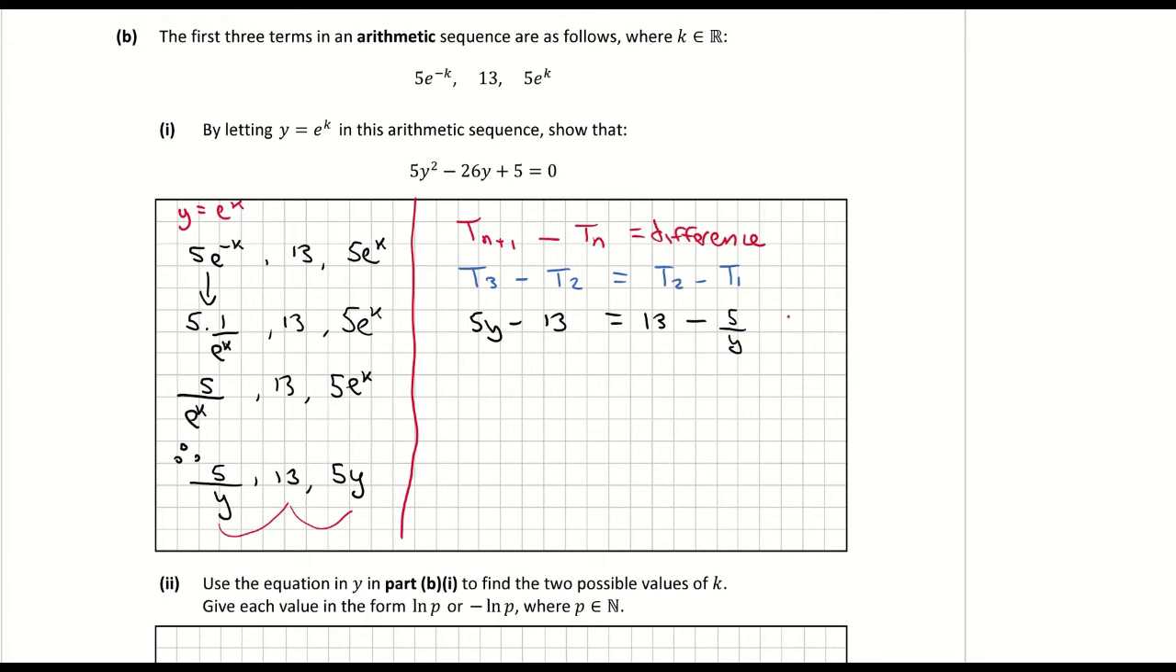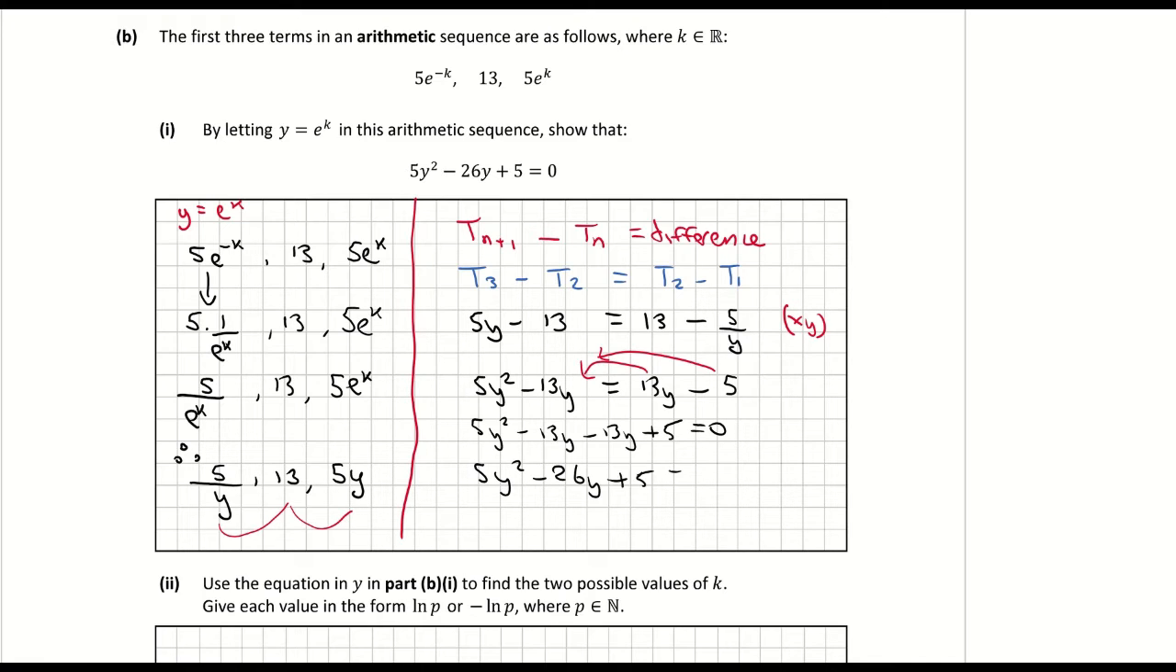I'm now just going to multiply across the whole line by y to get rid of that fraction really. So 5y by y gives me 5y squared, 13 by y is 13y, another 13y, and then 5 over y times y, the y's will cancel, which is just leaving me with 5. If I rearrange it, tidy it up, move everything to the left hand side, that will give me 5y squared minus 13y plus 5 is equal to 0. And grouping the 13s gives me minus 26y plus 5 is equal to 0. And lo and behold, that's what they wanted in the top of the question.